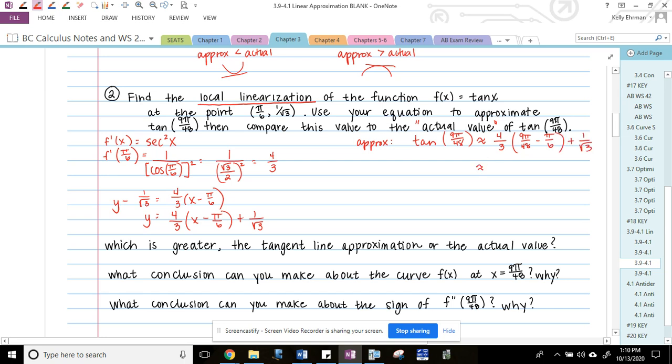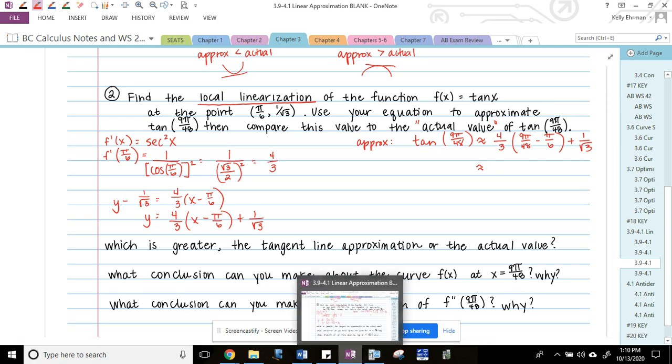So I'm going to go to my calculator and give the decimal approximation for that. If they're asking you to compare to an actual value, chances are pretty good that this would be a calculator question.